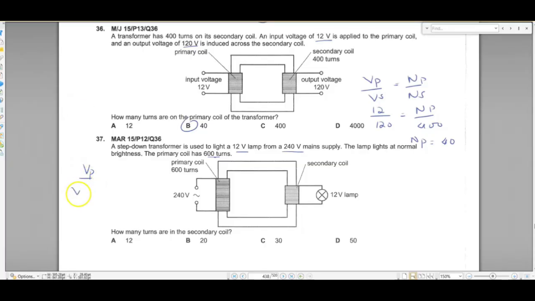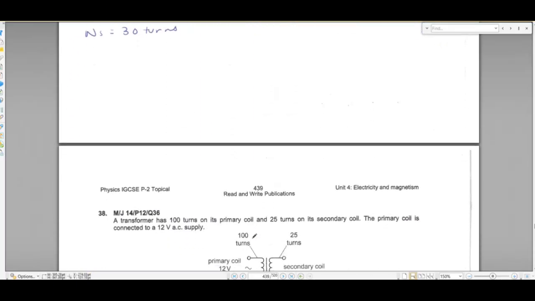Okay, using the formula again. 240 over 12 equals 600 over NS. So NS is going to be 30 turns. Okay, so C is our correct option.